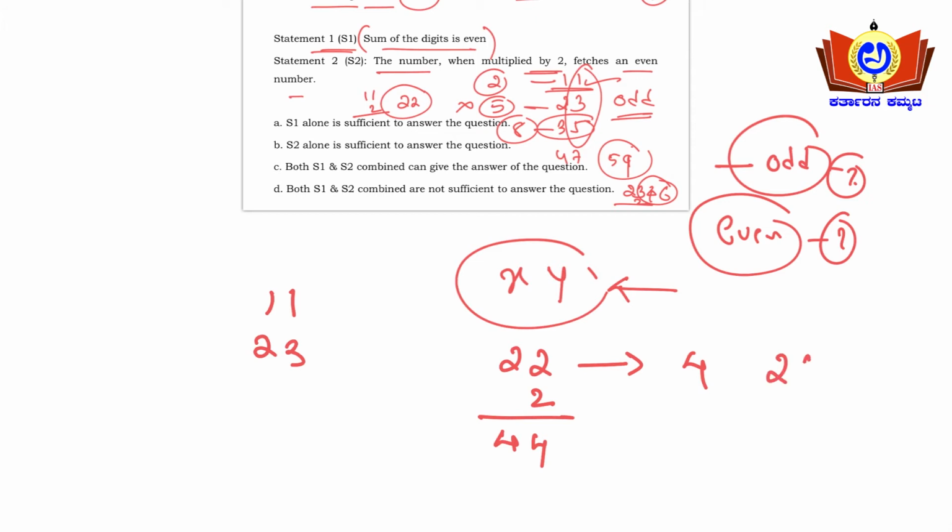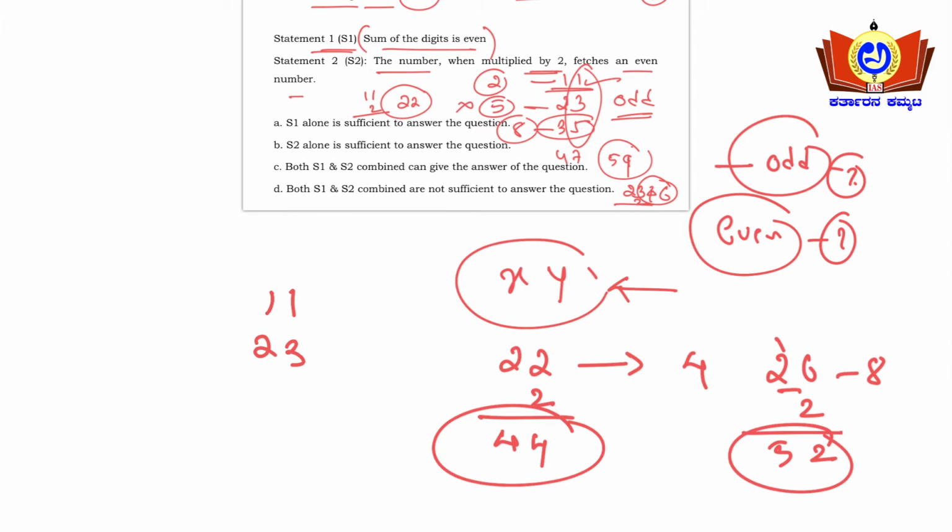Say again 26, 6 plus 2 will be 8 here. When you multiply it by 2, 6 twos are 12, 2 twos are 4, so 52. Okay, see here, yes or no? Let's take one more example, say 40. Yes or no? 4 plus 0, that is 4 here, and 40 into 2, that will be 80 here.